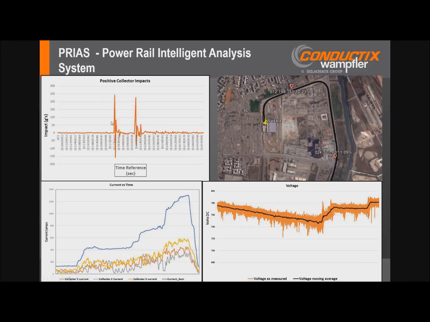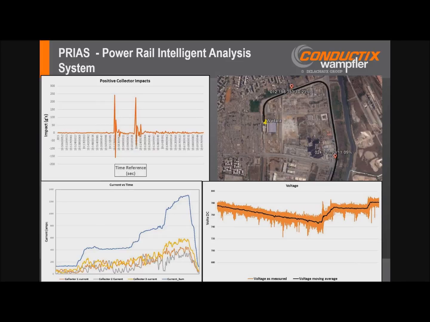Collector impact and bounce, which we show here on the upper left. Voltage measurements along the system, as well as monitoring voltage at the substations. By GPS mapping these with the data acquisition system, we can provide a good mapping of the condition of the power rail system, identify punch list items for the contractor, and then provide them certification that the installation is done to standard, to specifications, and provide assurance to the customer that the system is then accepted and commissioned.